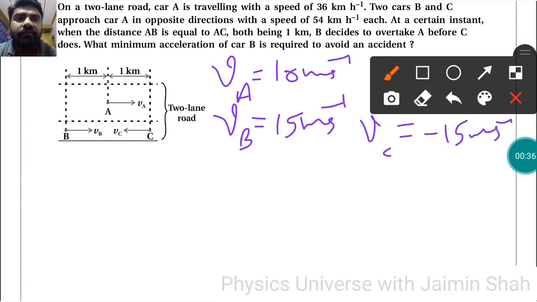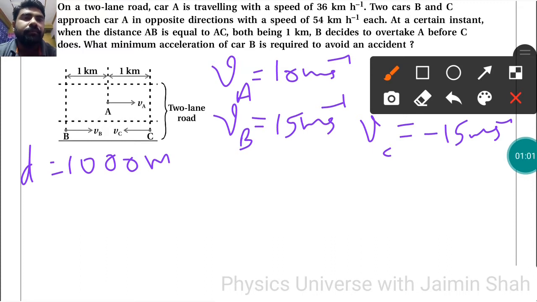At a certain instant, when the distance AB is equal to AC, both being 1 kilometer, so distance is equal to 1000 meter, B decides to overtake A before C does. What minimum acceleration of car B is required to avoid an accident?